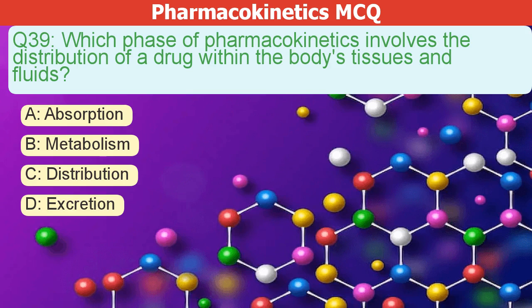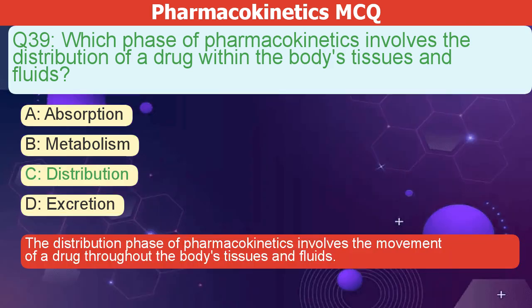Which phase of pharmacokinetics involves the drug's distribution throughout the body's tissues and fluids? A. Absorption. B. Metabolism. C. Distribution. D. Excretion. The correct answer is C. The distribution phase of pharmacokinetics involves the movement of a drug throughout the body's tissues and fluids.